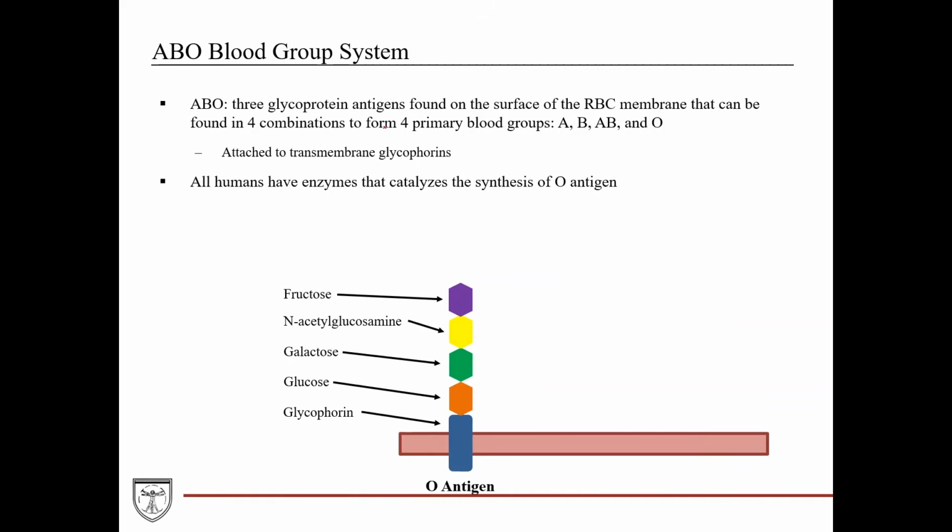The ABO blood group system. This is what helps us distinguish different blood types. So if someone's type A or type B, it helps guide transfusions clinically. We'll explain specifically why that is in a second here. So first, what it is: the ABO blood group system, each of these is essentially a glycoprotein. So these are three different glycoprotein antigens.